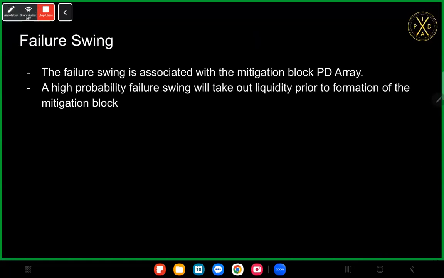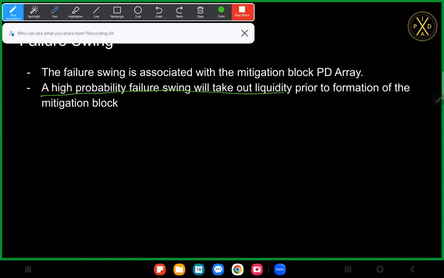All right, so the failure swing. The failure swing is associated with the mitigation block PD array, and a high probability failure swing will take out liquidity prior to the formation of the mitigation block, right? So let's talk about this, because this is the part that confuses a lot of people. This would be an example of a high probability failure swing. So we take out liquidity, so there's not necessarily a need for us to take out liquidity again. And that's the reason that makes it high probability.